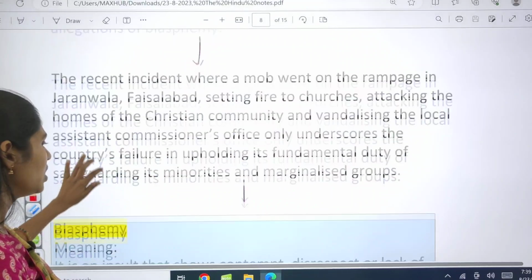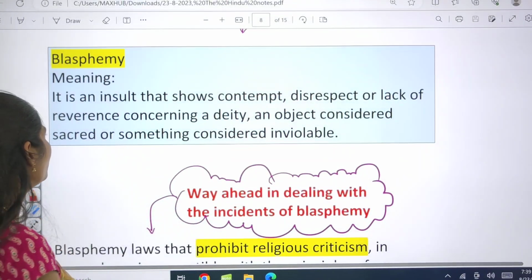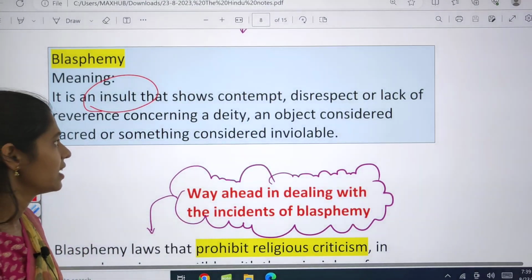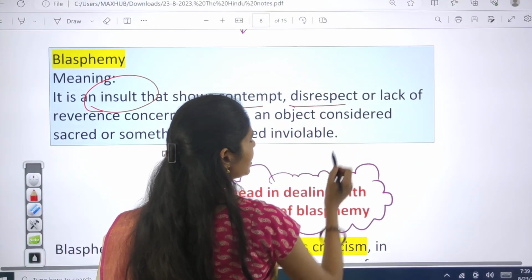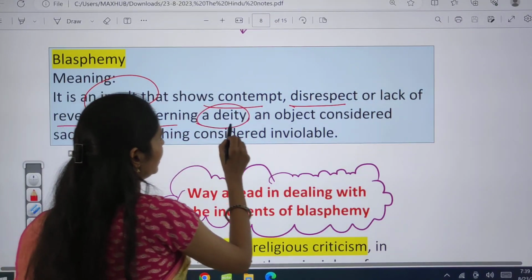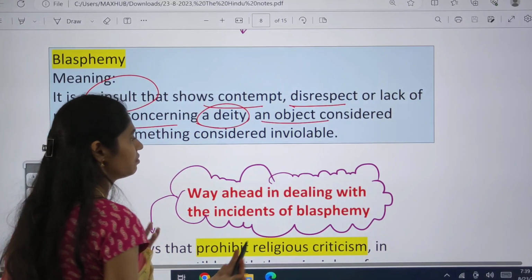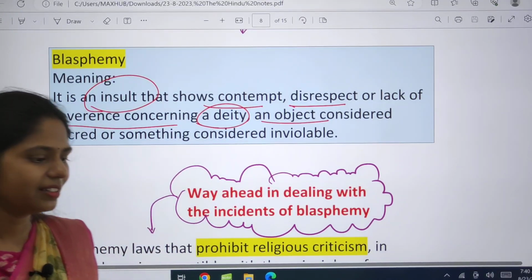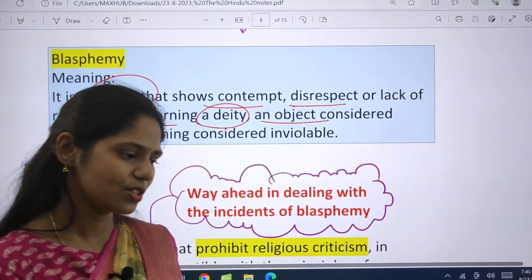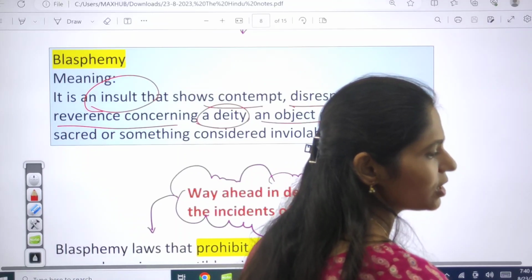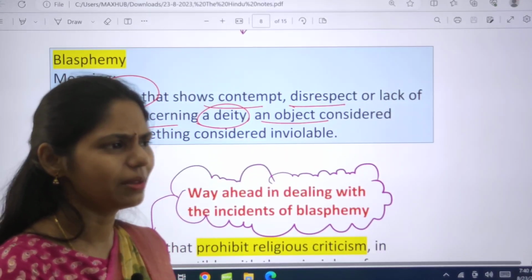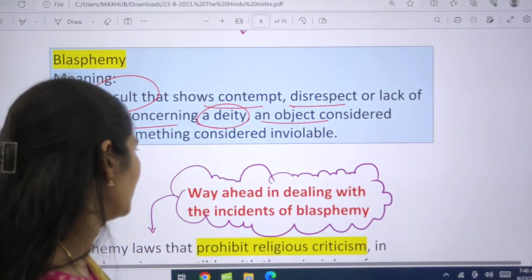So here we have to see, what is blasphemy? Blasphemy is nothing but an insult which shows contempt and disrespect, and a lack of reverence concerning any deity or any object which we feel is sacred. For example, this bottle is sacred to me. If any person comes and insults my bottle, I will be shouting at him or doing something. That act comes under blasphemy.